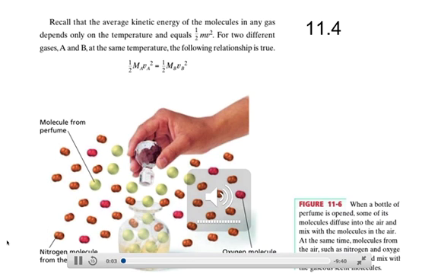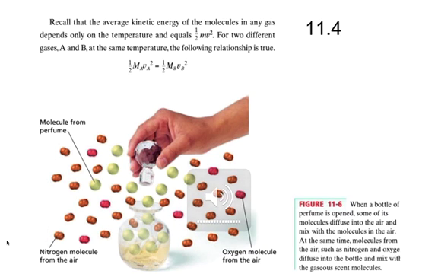Section in Chapter 11 is 11.4. It is on effusion and diffusion of gases, which are two words that I confuse all the time myself, so I always have to look up the definitions of them. But here's what we have. Diffusion is when two gases are mixing together. So this is an example of diffusion.